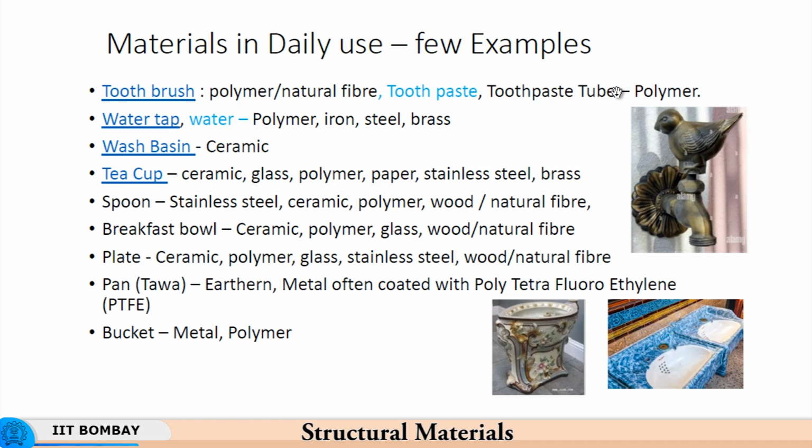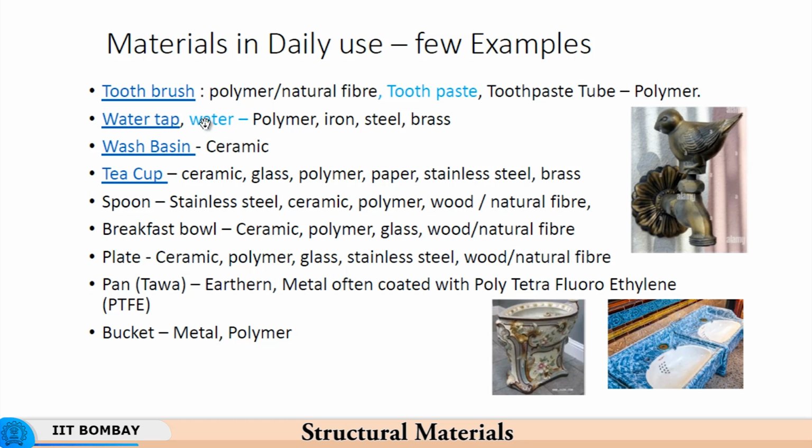Toothpaste is essentially not a structural but a functional material, because as you know, you would not choose a toothpaste, or you would not strive to impart strength to the paste. You would like to impart the functionality of cleaning your teeth. Toothpaste tube, however, is something that contains the toothpaste, and therefore it is made of structural material called polymer.